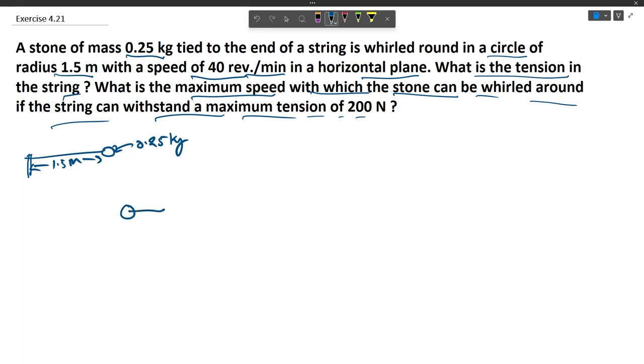That is, first is the centrifugal force of mv square upon r magnitude, and the second is the tension developed in the string, which is counterbalancing this centrifugal force. So as the first part of the question asks what is the tension in the string, this can be easily found out using this equation.